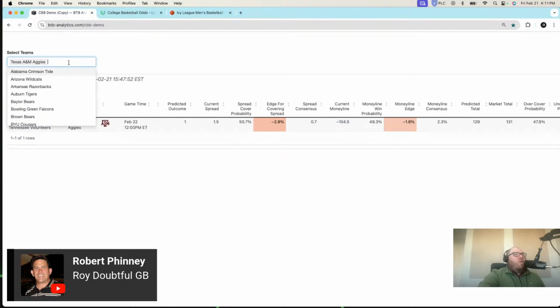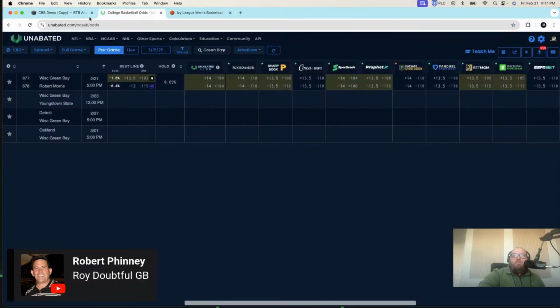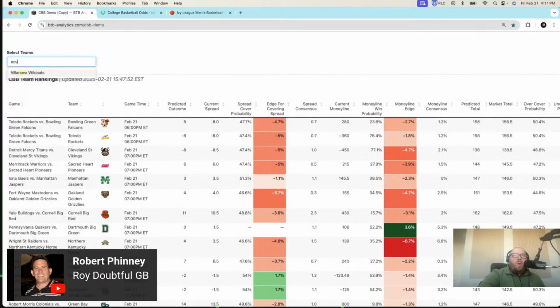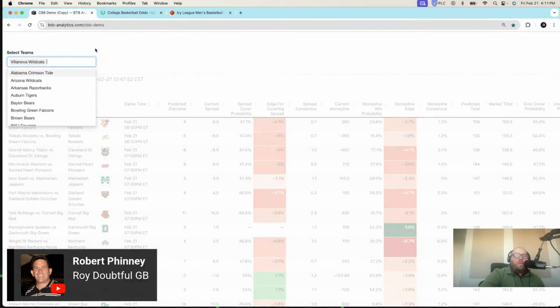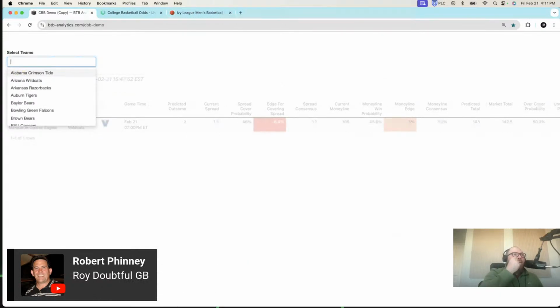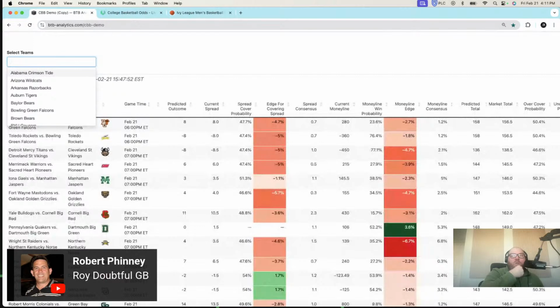Nova -7 alt line. Yeah, we would disagree with you. Our models and our numbers lean in the direction of Marquette. We show a little bit of value there, not enough for me to personally bet it.